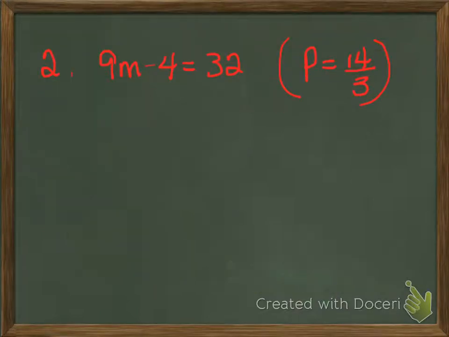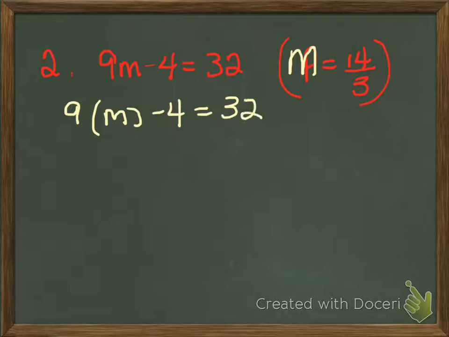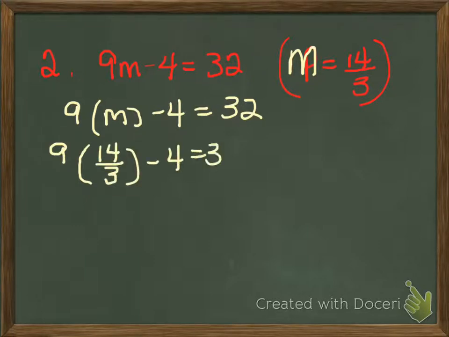My second example is 9m minus 4 equals 32. And this is for m equals 14 over 3, not p. m equals 14 over 3. So what I'm going to do is I'm going to first rewrite this as 9 times m minus 4 equals 32. The next thing I do is substitute for m, and I have 9 times 14 over 3 minus 4 equals 32. Now, I have to do my multiplication first.